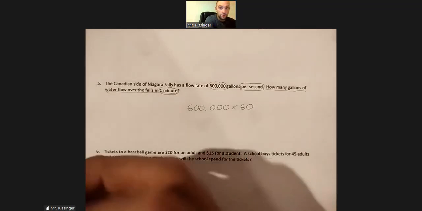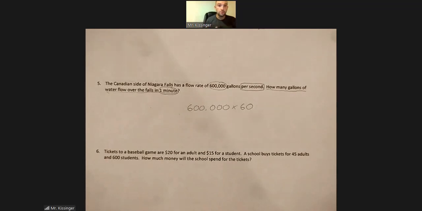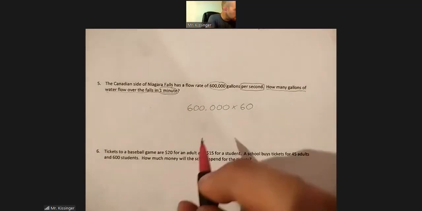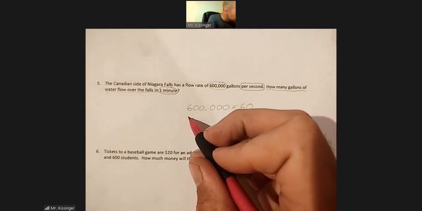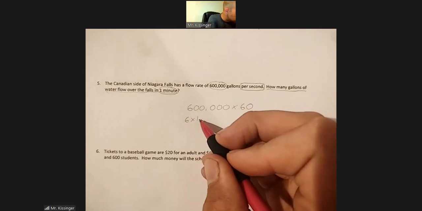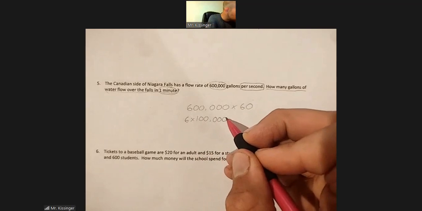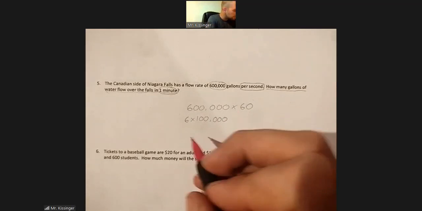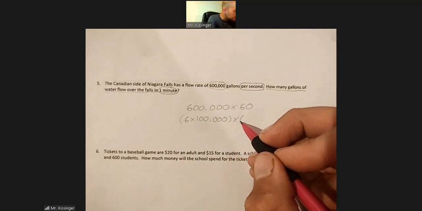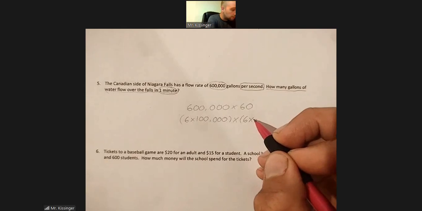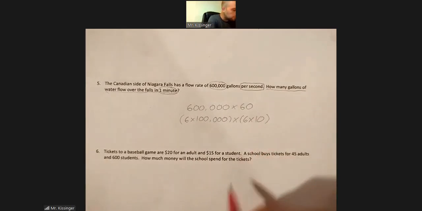So let's break that up into some smaller numbers that will make it easier for us to multiply. We'll use our distributive property of multiplication, and we'll look at 600,000 as 6 times 100,000. 600,000 is 6 100,000s times, and then we can also use 6 here. And 60 is 6 tens. 6 times 10.